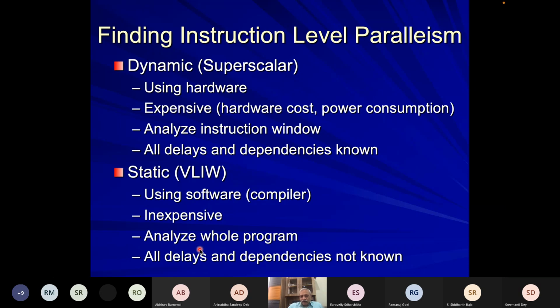So if you want to look at a long sequence in a program which goes across a basic block, it means that you need to know or predict which way the branch will go. So some static prediction has to be done in order to do the analysis. Whereas in the dynamic case, much more information is known.